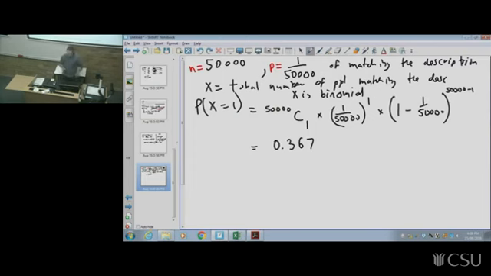Doesn't matter. Okay, so the formula I'm using is nCx times p to the x times 1 minus p to the n minus x. I just plug in the n's and x's and the p's I've got. Now it's really big. For people who know calculus, that's essentially equal to e to the power of minus 1. That's what it comes down to.